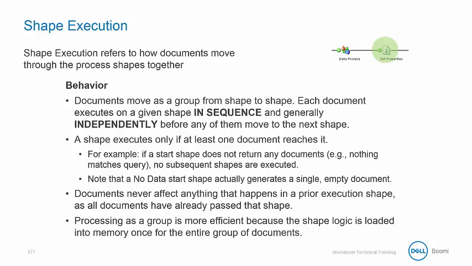Now back to the point about processing as a group. This is more efficient because the shape logic is loaded into memory once for the entire group of documents, instead of initializing a connection or map shape for every document that flows into it.